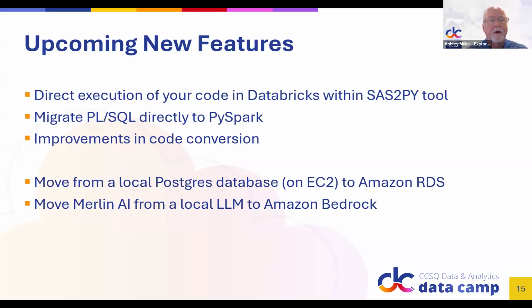A couple of items that are also being looked at, these are not so much affecting you as an end user, but we're going to be moving from a local Postgres database to Amazon RDS Postgres, and we'll be moving MerlinAI. Right now we're using a local large language model running on an EC2 instance with a GPU. We're going to be moving that to Amazon Bedrock. These last two bullets are really transparent to you as an end user, but again, some more enhancements around SAS2PY to improve scalability.